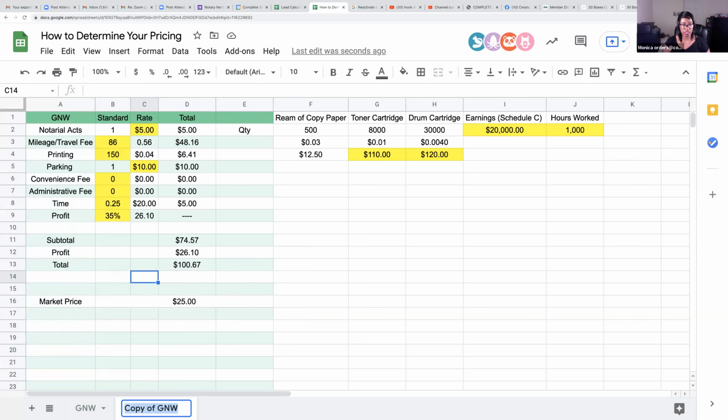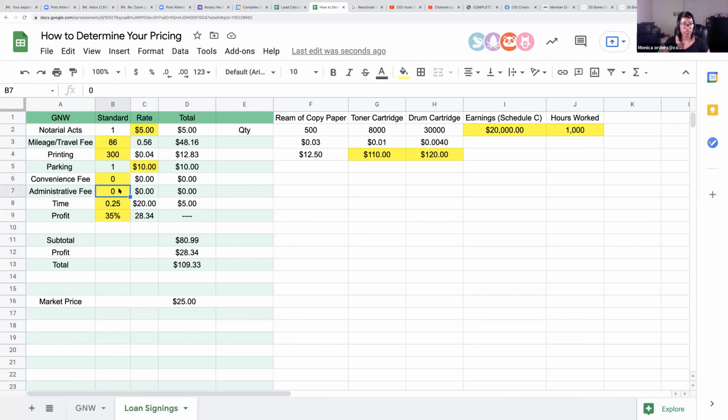We're going to rename this to loan signings. All right, so let's go back over here to general notary work and get this one figured. Okay, so that one's all done. Profit was there. So we're over here at loan signings now. We're going to up this 150 pages to 300 pages. The mileage we're going to adjust based on your round trip distance to the customer, your time and your administrative fee.